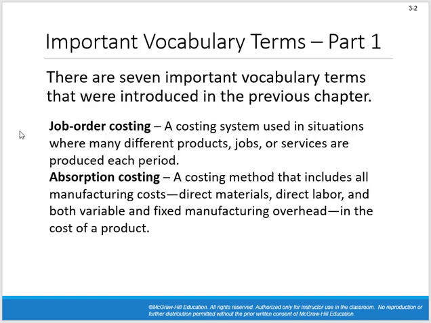Absorption costing, which is the only type of costing you're really aware of at this point, is a costing method that includes all manufacturing costs. So the direct materials and direct labor, obviously, and both the variable and fixed MO in the cost of a product. The point in there that's negotiable is the fixed MO. And in a later chapter, we'll look at a different method where we look at the argument, does fixed MO really belong as a product cost? But for now, we include all of it, and that's called absorption costing.